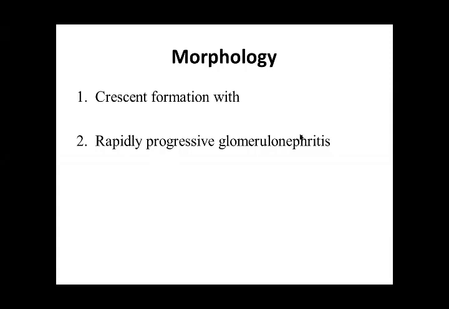Crescent formation, and that causes rapidly progressive glomerulonephritis that kills in weeks and months. What is so special about rapidly progressive glomerulonephritis? It kills in weeks and months, and there are about 3 types of RPGN, and each RPGN has diseases that cause nephritic syndrome, right? Nephrotic converts to nephritic and then RPGN. Otherwise, these are purely nephritic diseases that cause RPGN.